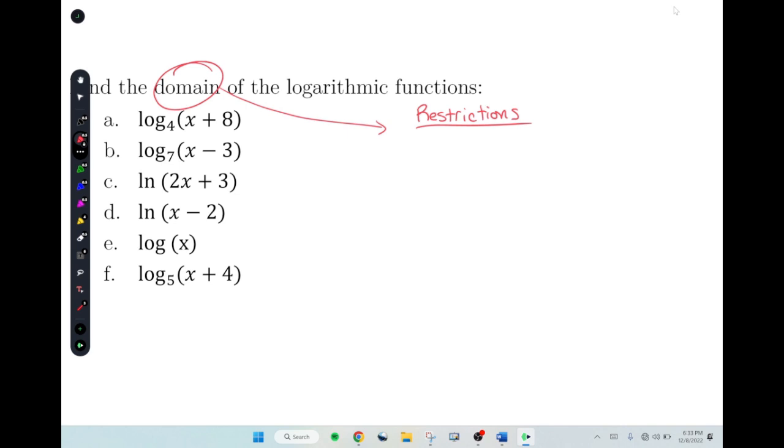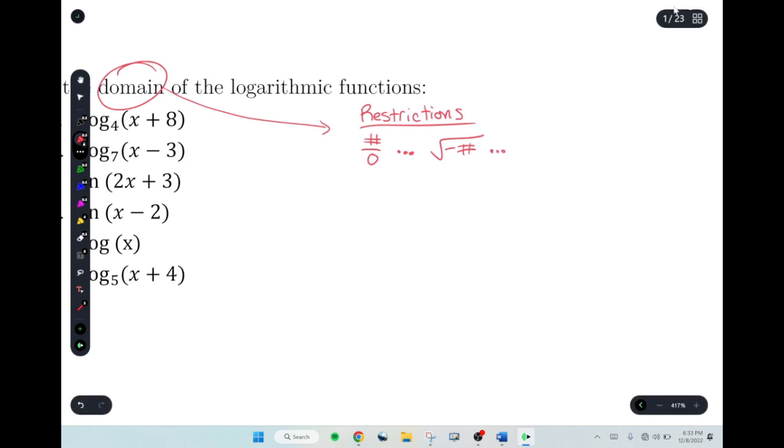Yes. A 0 on the bottom is bad. Can that happen here? Nope. We're good. All right, there's another thing that makes it bad: a negative number under a square root. Can that happen here? Nope. We're good. There's one last thing, the most recent thing we learned.